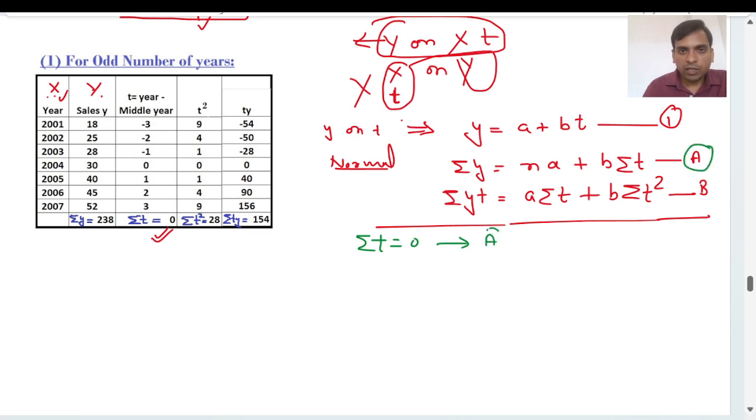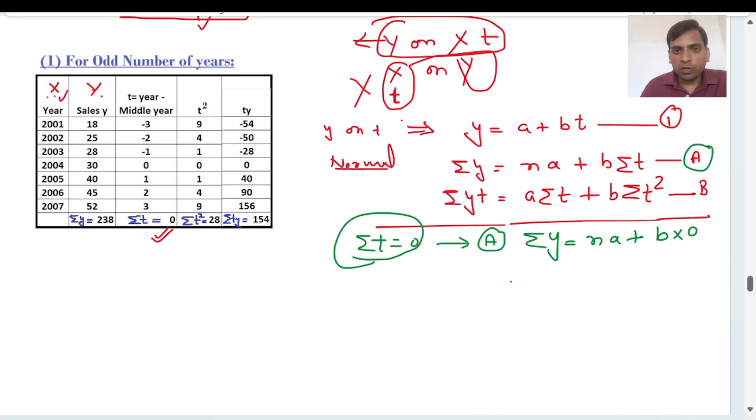This equation a can be written as summation y equals na plus b into summation t. If summation t equals 0, then you can write b into 0. Now this equation is summation y equals na, because this whole quantity becomes 0. Now you can find the value of a as summation y divided by n. So this is the value of a.